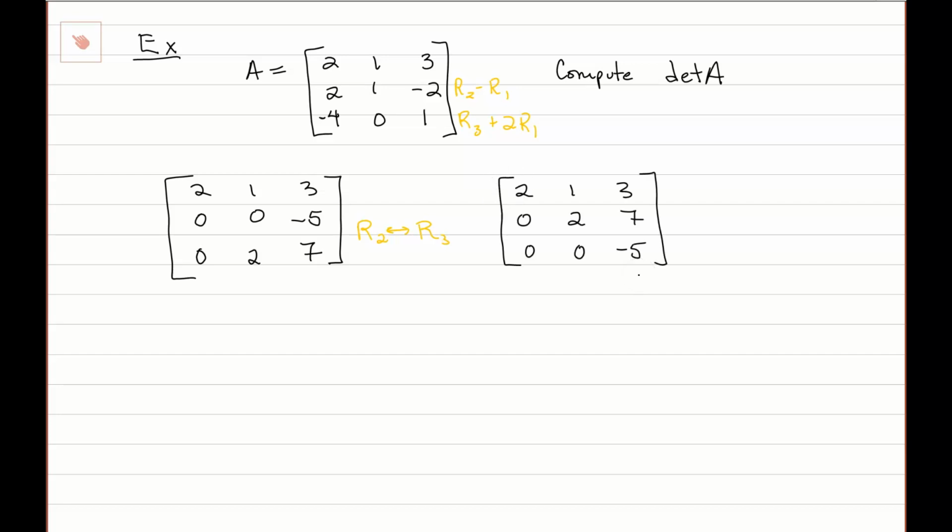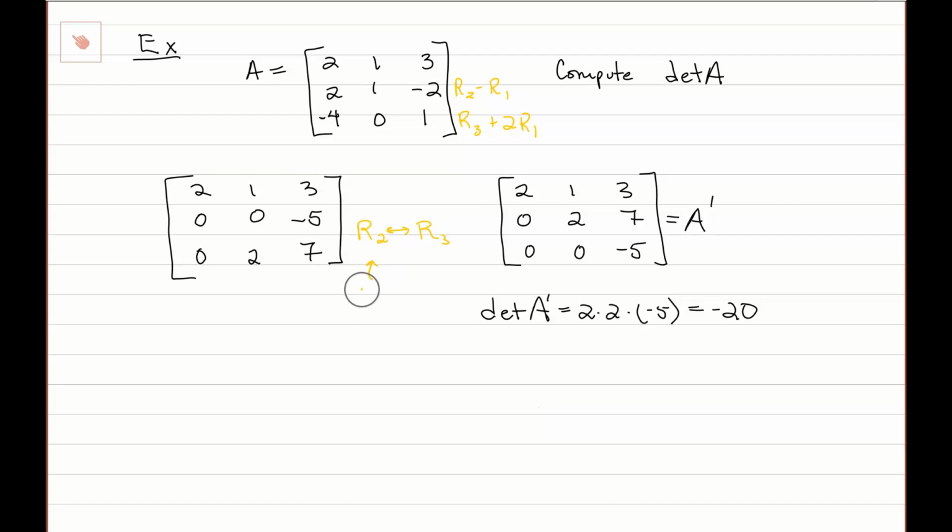And now this is an upper triangular matrix, and it's easy to compute the determinant. So let's call this A prime. The determinant of A prime is 2 times 2 times -5. So that's -20. And if I go back and look at my row operations, I need to keep track of those and how they affect the determinant.